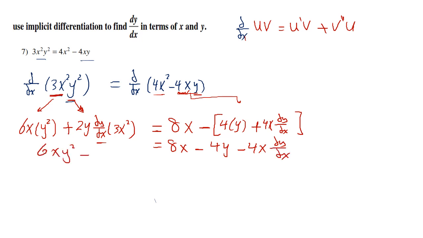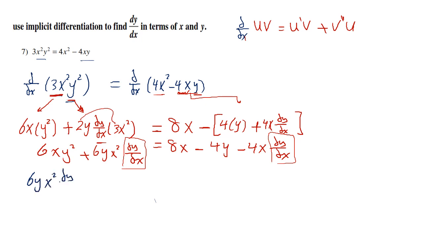is equal to 6x y squared plus 2 by 3 is 6y x squared dy by dx. Now I have two terms for dy by dx. I'm going to collect them in one term. So I'm going to write it as 6y x squared dy by dx plus, after moving negative 4 to the other side, 4x dy by dx is equal to 8x minus 4y.